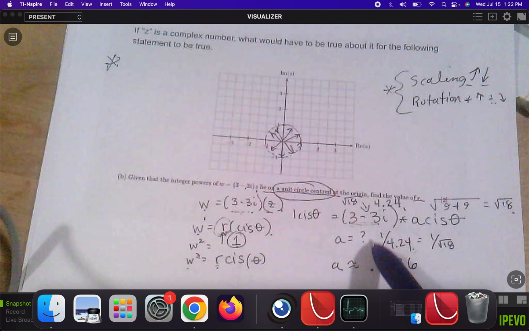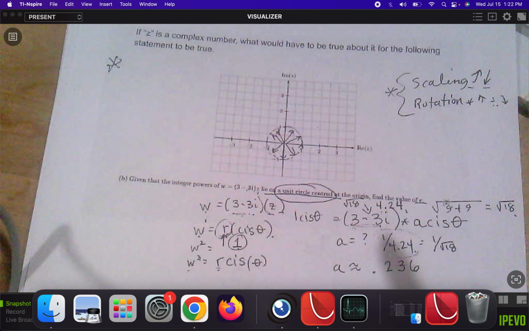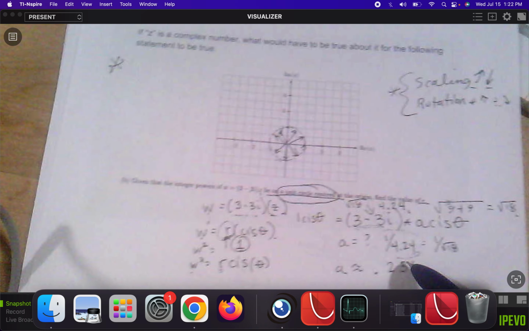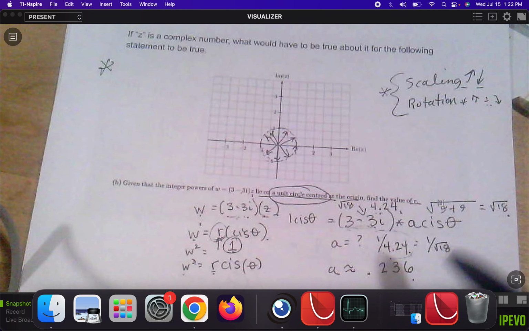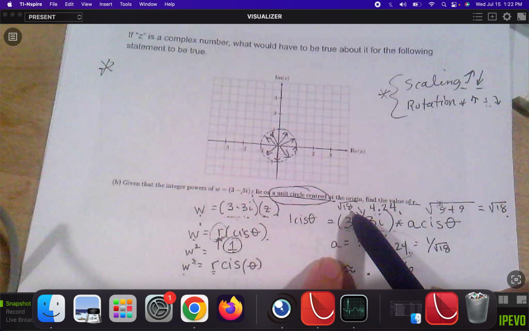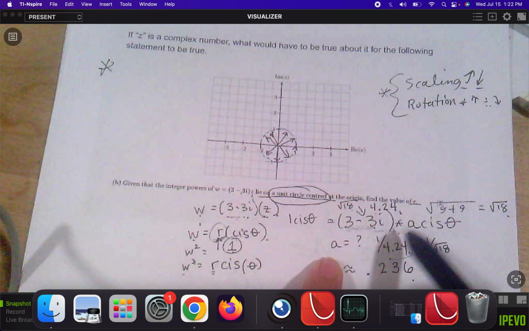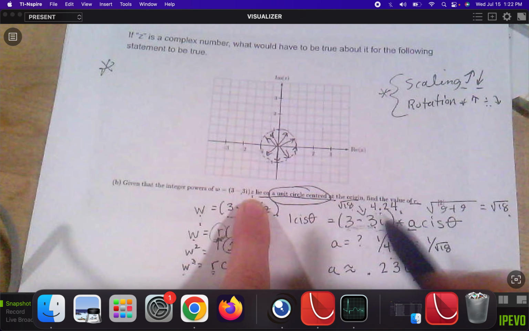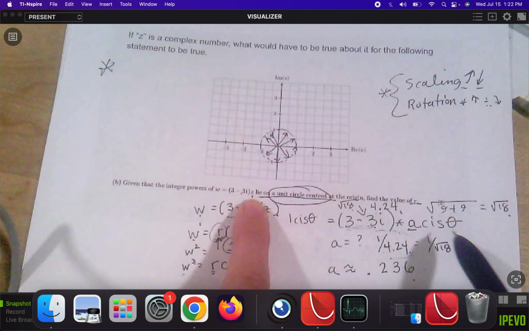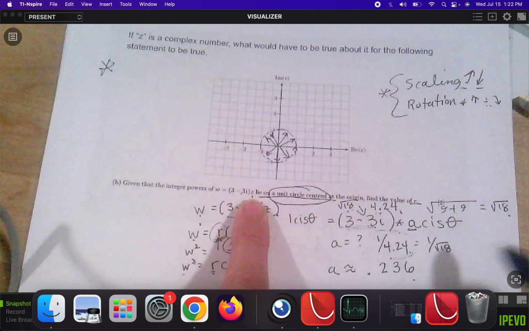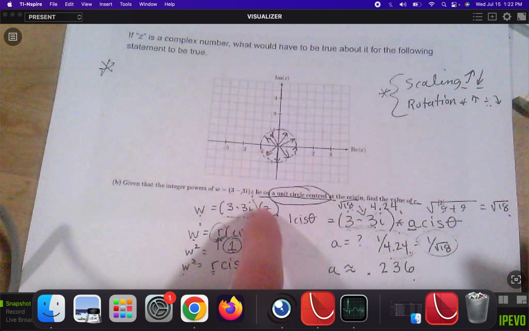However, this answer right here is no good to IB because it's 1 over a number with a decimal. So you'd have to actually run the calculations here, which would give you 0.236. Or you could say that, well, if this guy has a magnitude of root 18, then Z, who is also an R, we're going to say this one's A cis theta, right? A times this guy has to be 1. So you could just do it as a nice clean fraction instead. That would also work.